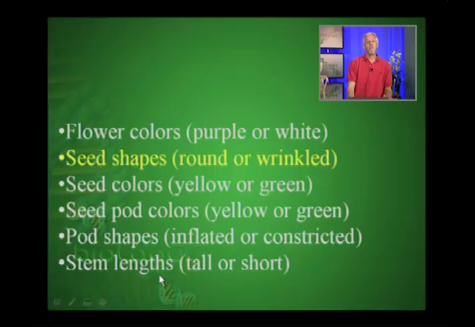So again, the traits he looked at: flower color, seed shape, seed colors, pod shapes, and stem lengths. These were all characteristics where he got exactly the same results all the time. And again, he did not see blending in any of these. And the reason for that is that we were looking at this type of inheritance known as complete dominance, where there's no difference between the homozygous dominant and the heterozygous.